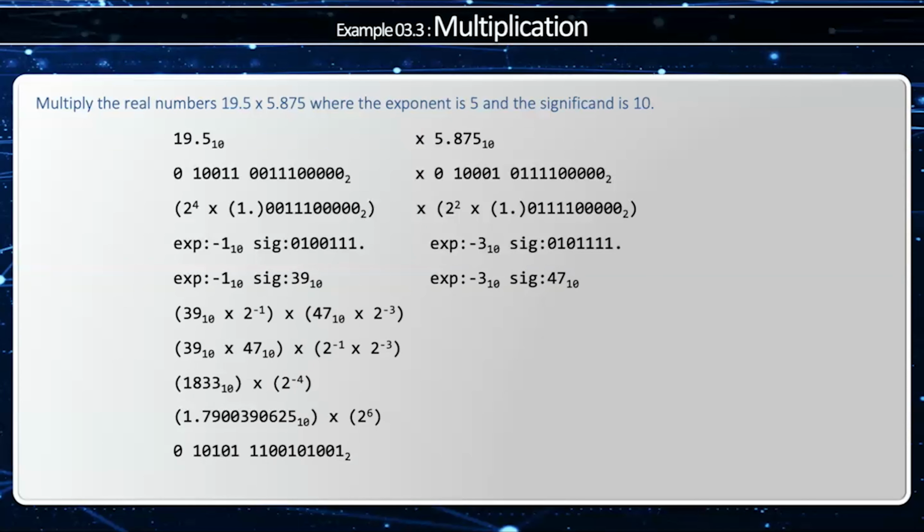From here, I have to convert it to binary, which becomes 0 for my sign, 10101, which is 6 in the exponent bias format. And then, don't forget the implied 1 dot, 1100101001. And that equals 114.5625. And we can verify that's true by saying 19.5 times 5.875, and that should equal 114.5625.